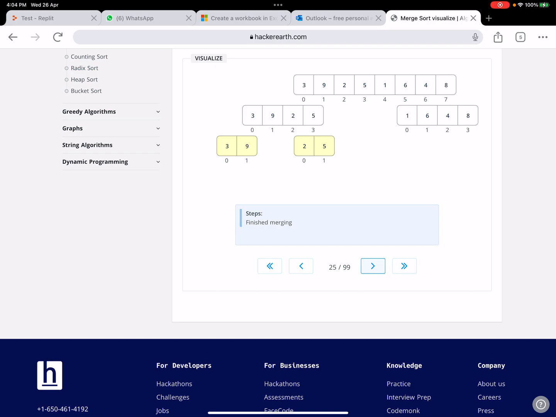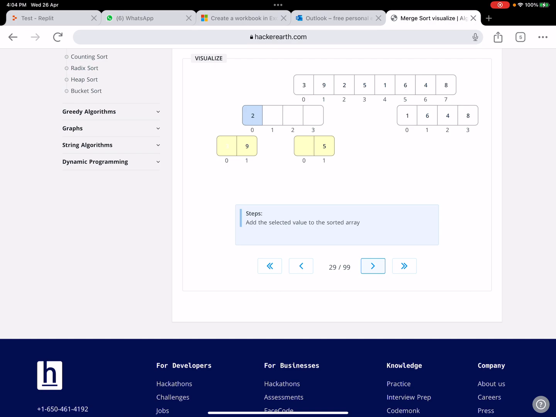So we have two arrays. Both of them are sorted. We need to merge them to get a sorted array of size 4. How to do this? We make a pointer on the 3 and a pointer on the 2. So which one is smaller? The 2 is smaller, so we put it here.